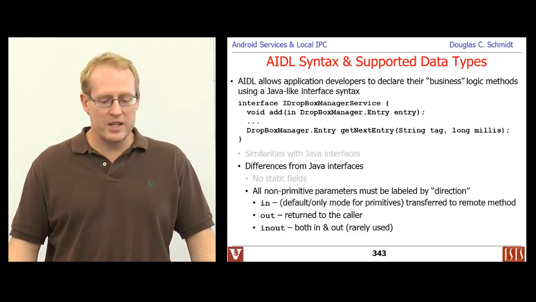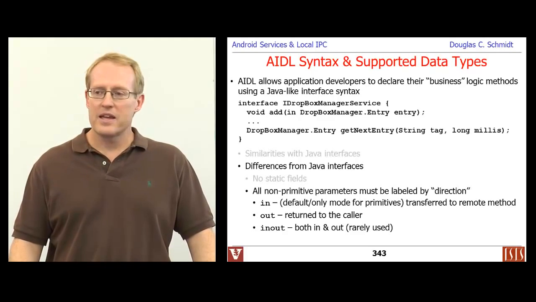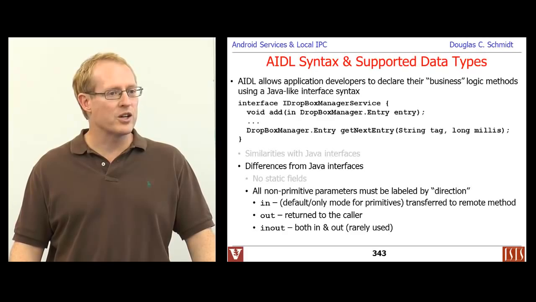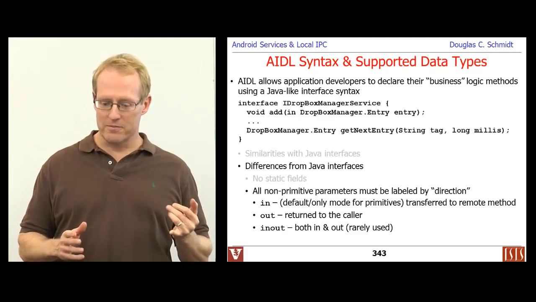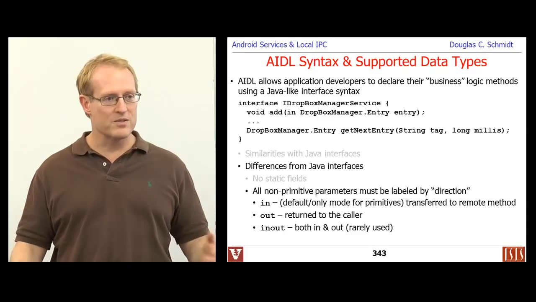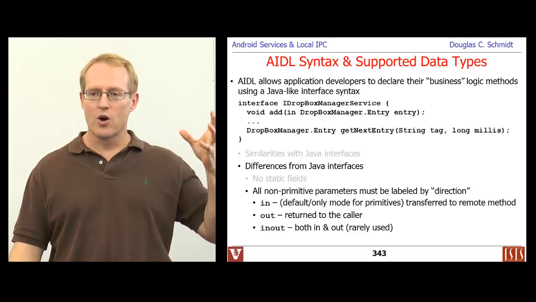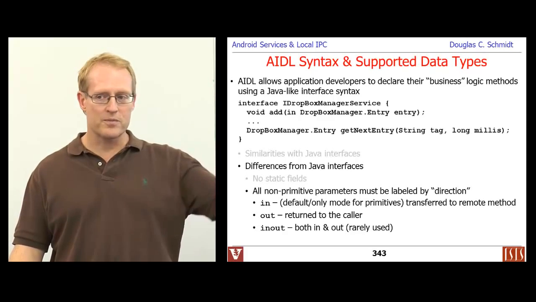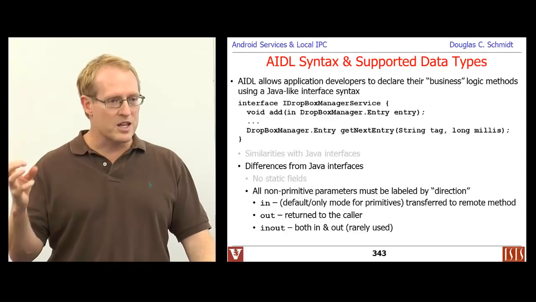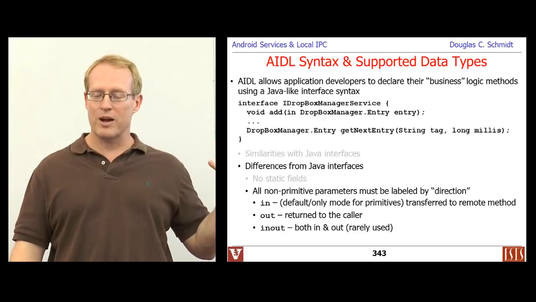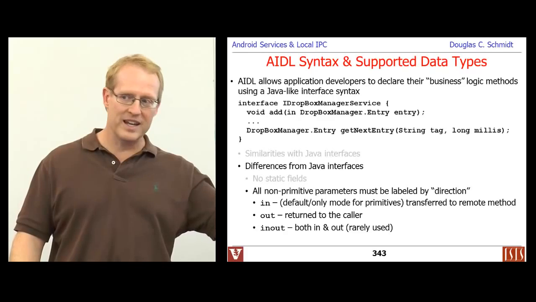You cannot define any static fields in AIDL interfaces, whereas you can do that in Java interfaces. Any non-primitive parameters, in other words, things that aren't int, float, double, things like that, have to be defined indicating the direction in which the parameter is being passed. And the three directions are in, which is the default for primitives, and the only way to do it for primitives. And what that says is that the data will be copied from the caller over to the address space of the receiver. So that's what in means. Out means the opposite. It means the data will be copied from the receiver and returned as a so-called out parameter back to the caller. And then finally in-out, which is you pass it in and you get a result back.